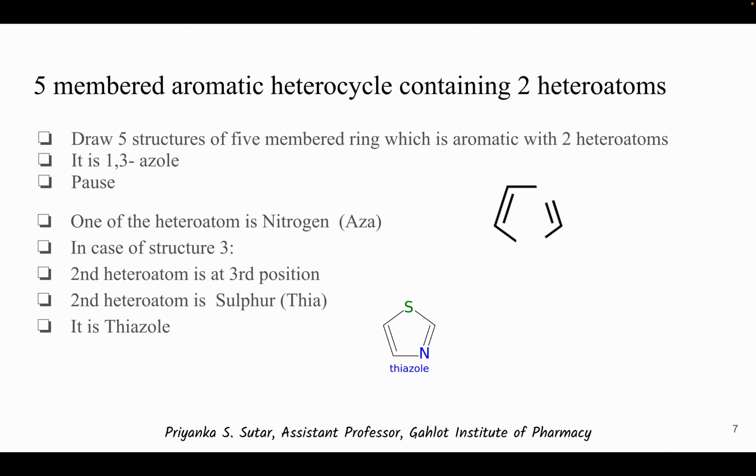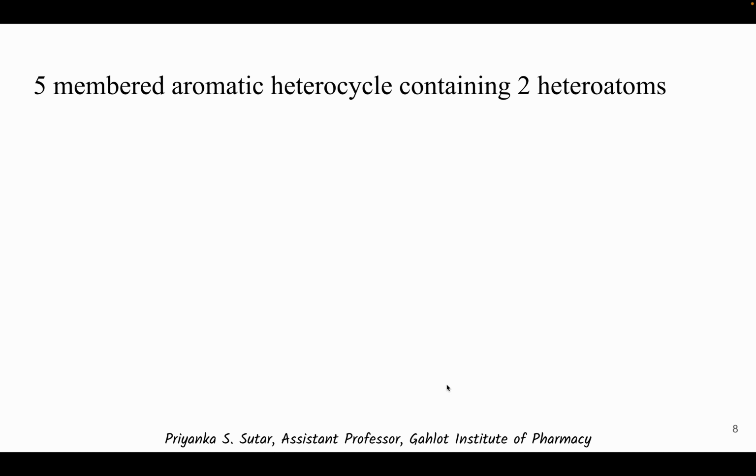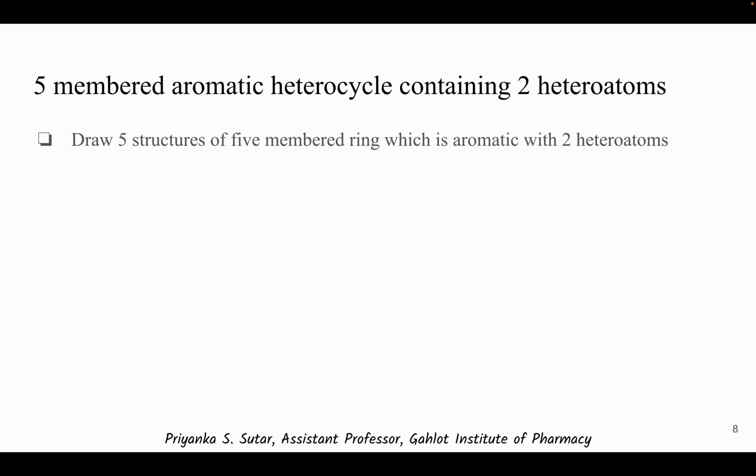Okay, thiazole. So it is a 5-membered unsaturated ring, ole; thia contains sulfur, az contains nitrogen. Okay, thiazole. Moving on to the next structure. Draw a 5-membered ring which is aromatic with 2 heteroatoms, and the heteroatoms are at the first and third position. Pause the video and write down the structure.